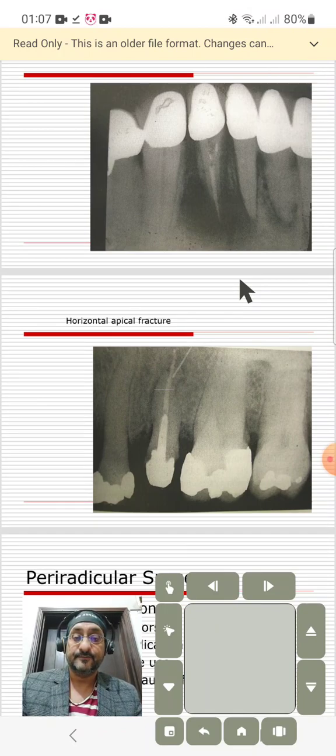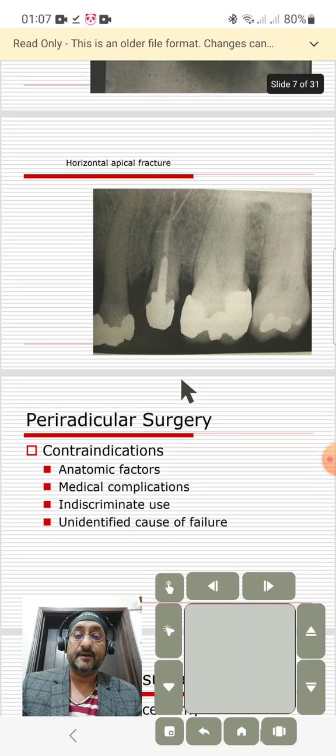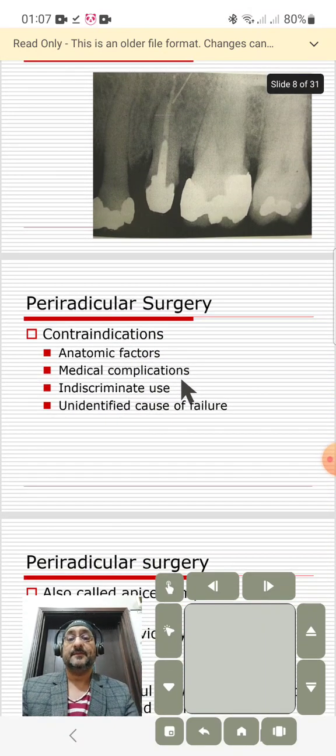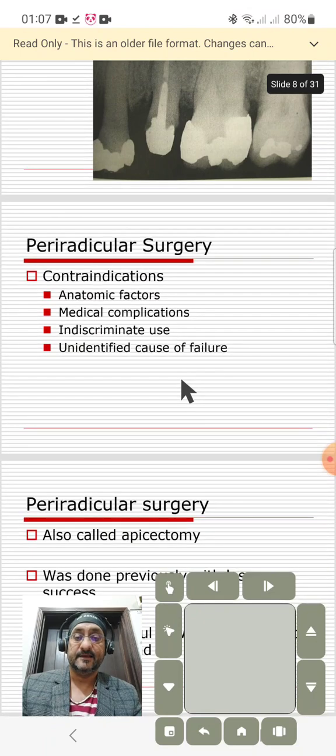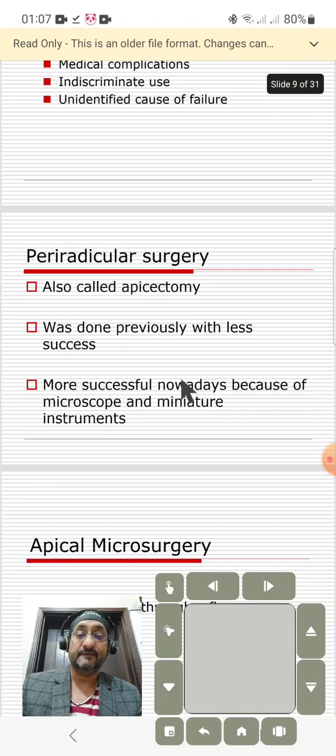Horizontal fracture might be a cause. What are the contraindications? Atypical factors like sinus, medical complications. So the patient cannot have surgeries for reasons like bleeding disorders, and indiscriminate use of surgery, or an unidentified cause of failure. Always remember, diagnosis is very important.